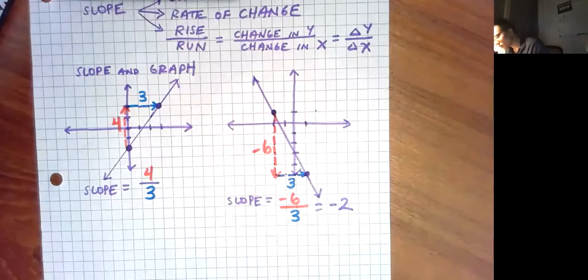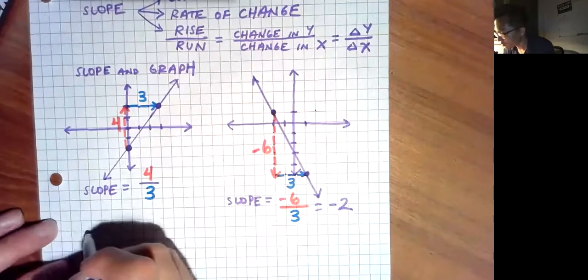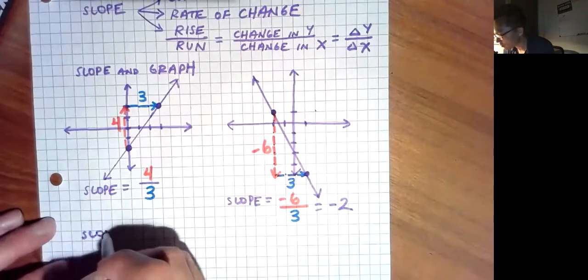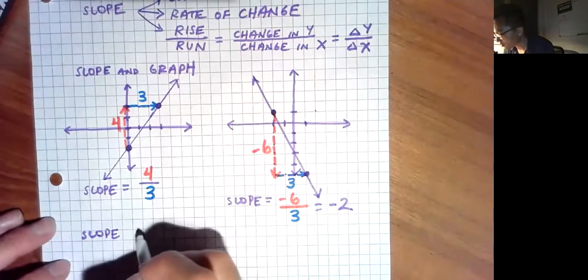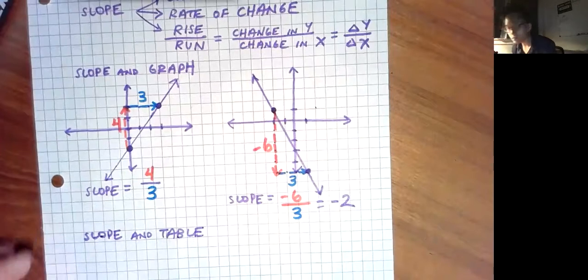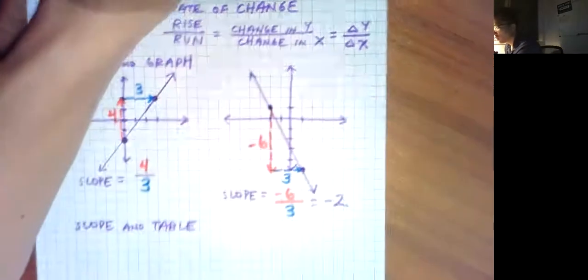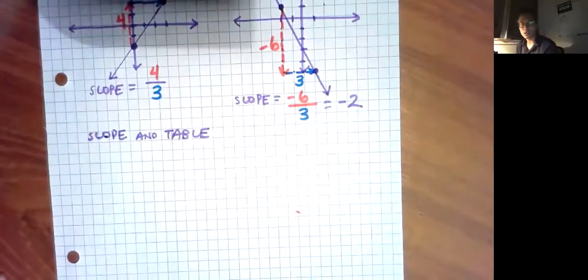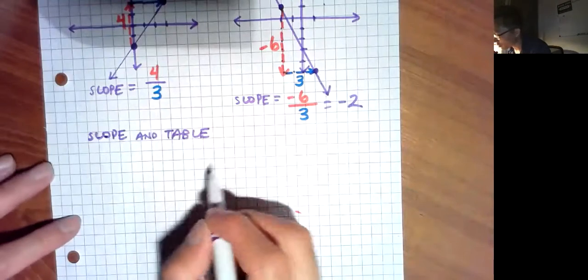Okay, so that's how you can tell the slope from a graph, by counting the units up and down and then left and right. You can also tell the slope from a table. I'm going to say slope and a table. And let's do vertical tables for this one.